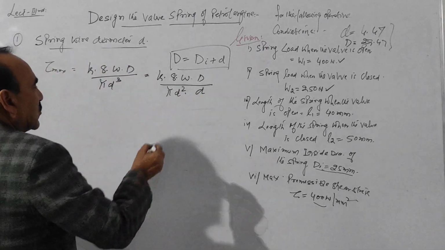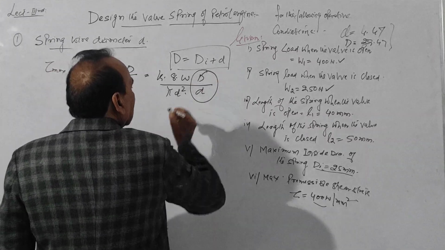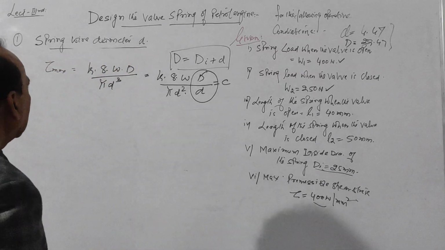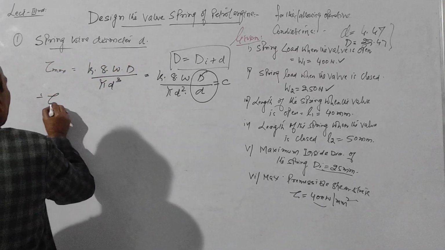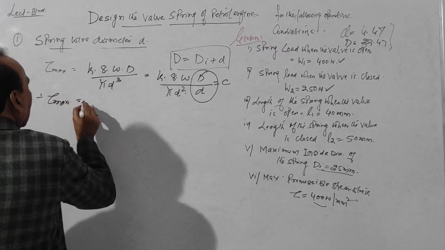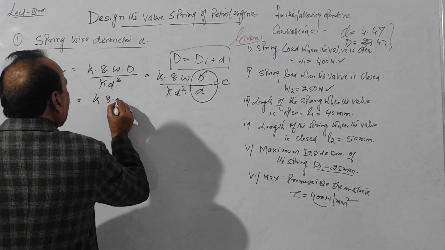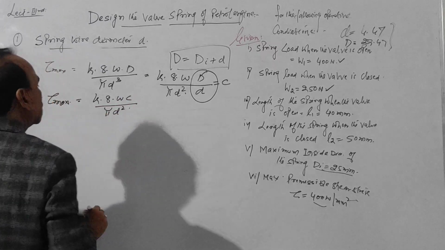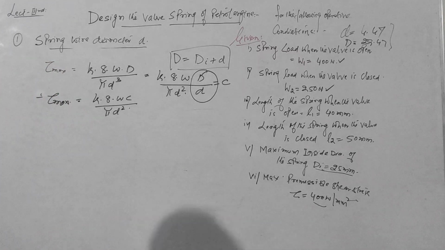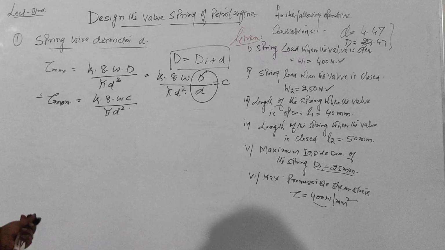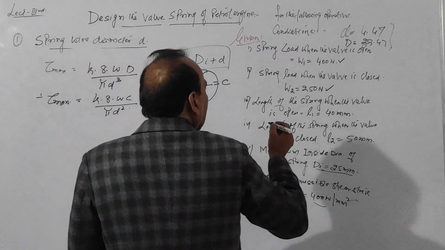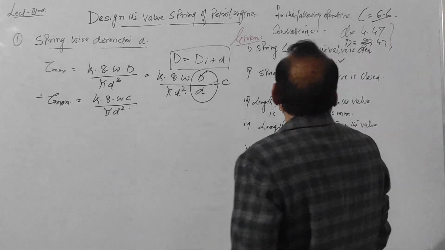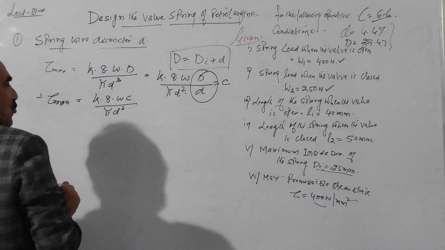ठीक है, so D upon d is C, the spring index. And so you can say that tau max is K 8 W C upon pi d square. Right, understand this? अब देखिए, जो आपकी स्प्रिंग इंडेक्स की वैल्यू थी वो मैंने कैलकुलेट किया था, स्प्रिंग इंडेक्स कितना था, 6.6. ठीक है, तो ये वैल्यू सारी इसमें सब्स्टिट्यूट करें आप.